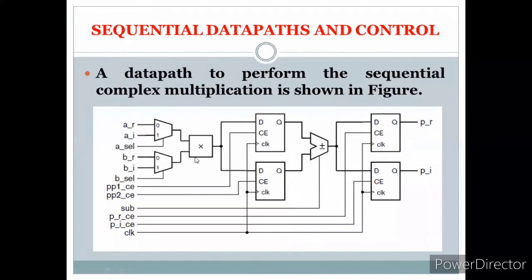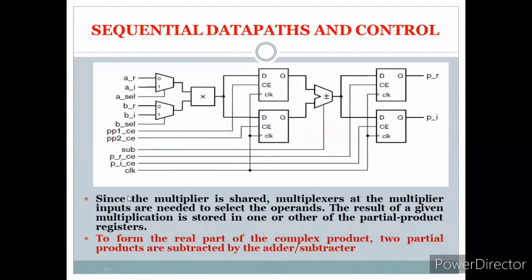Now for this particular circuit, we need to write the Verilog program. Since the multiplier is shared, the multiplexers at the multiplier inputs are needed to select the operands. So we need a select line to select the data path. The result of a given multiplication is stored in one or the other partial product registers. These are the partial product registers.